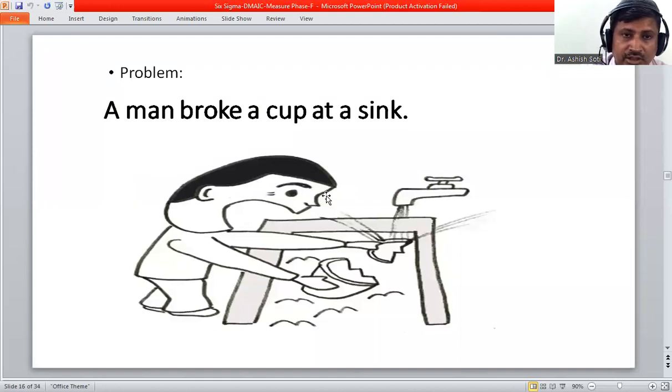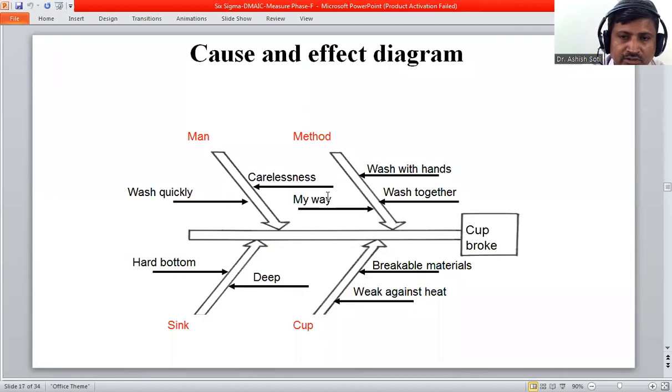Suppose this is an example. A man has broken a cup in a sink. And this is the output. This is a cause effect diagram. We have analyzed man, method, cup, and sink. So cup, what can be the problem? Method can be wrong. What can be the problem with the man? What can be the problem with the cup? What can be the problem of the sink? And then we focused on what is the major cause of the problem.